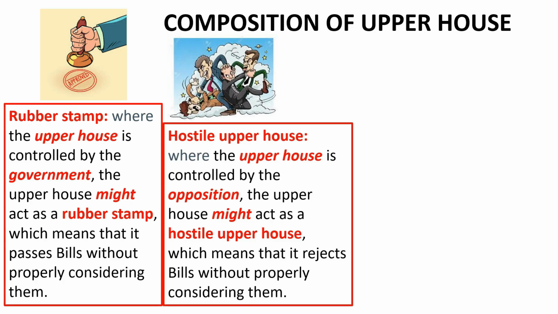This means that the upper house simply rejects bills that have already been passed by the lower house without properly considering those bills. This is made possible because the opposition controls the upper house, so it can use that majority to vote down or reject government bills, that is, bills that have been passed by the government-controlled lower house without the upper house properly considering those bills.